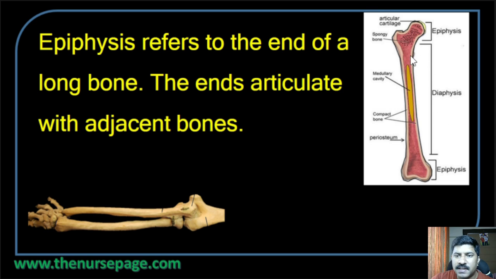The middle part is known as the diaphysis. There is another term called metaphysis. Metaphysis is the area between epiphysis and diaphysis. There will be two metaphyses, one on each side. In the upper part there is a metaphysis between epiphysis and diaphysis. In the same way, the lower part also has a metaphysis between epiphysis and diaphysis.